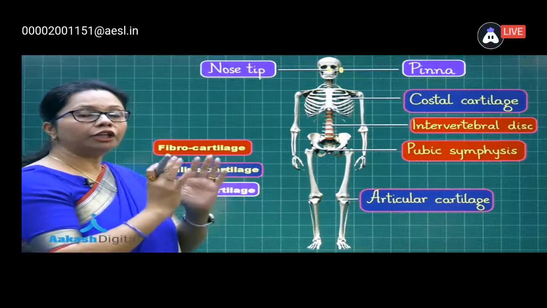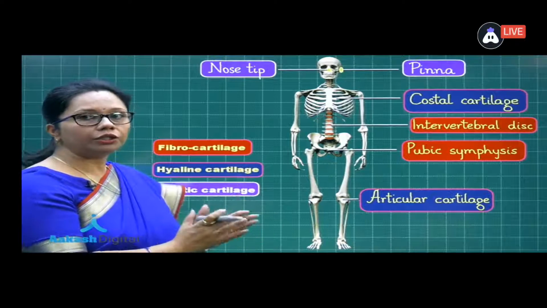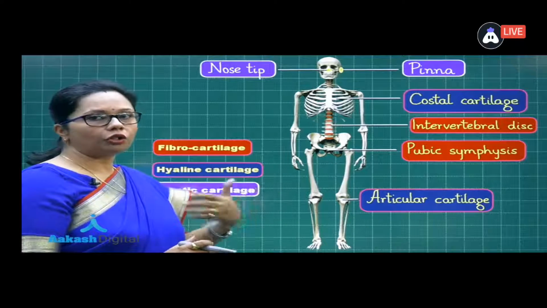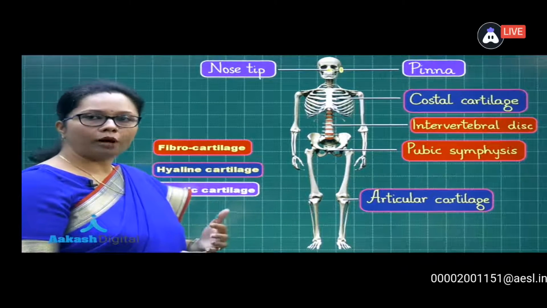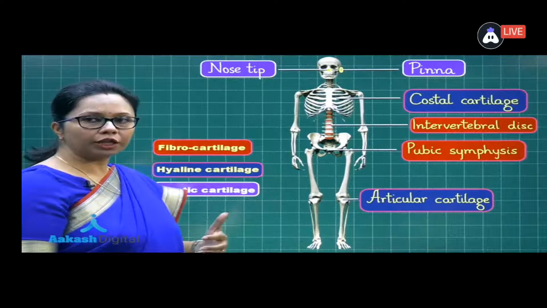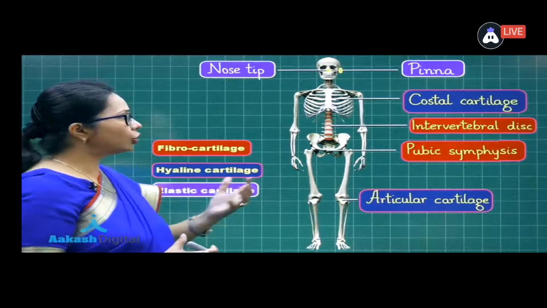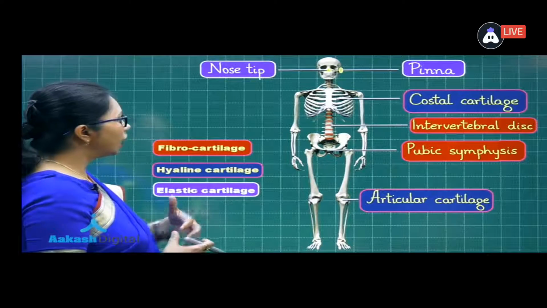Then initially in fetal life, the entire skeleton is formed of hyaline cartilage, which of course then ossifies to form a bony skeleton. The endoskeleton of cartilaginous fishes is also made up of hyaline cartilage.